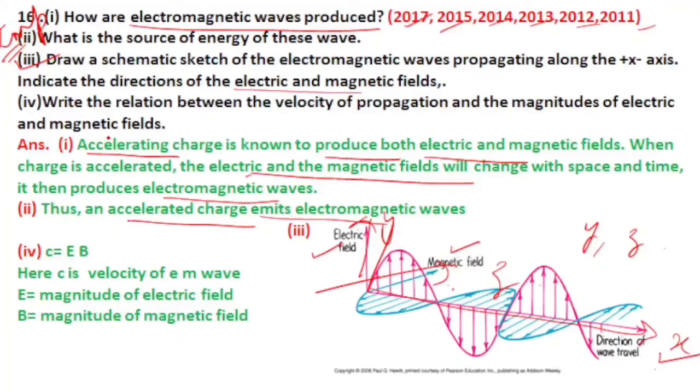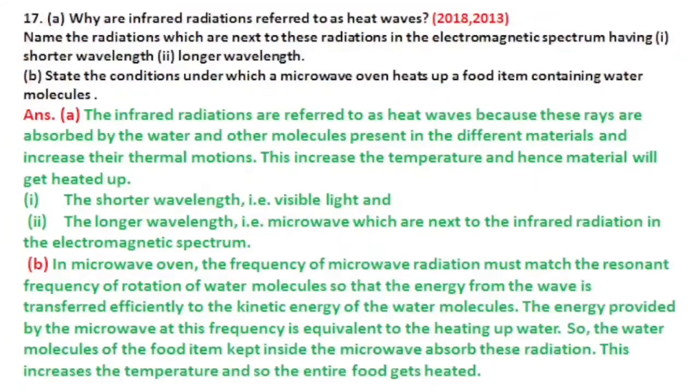Now, last part, write the relation between velocity of propagation and magnitude of electric and magnetic field. Already discussed in the previous video. What is the relation of velocity, electric and magnetic field? Yes, C equal to E by B. Here C is velocity of electromagnetic wave, E is magnitude of electric field, and B is magnitude of magnetic field. So hope it's clear to all of you how you write the answer of different parts if the question comes in this way, right?